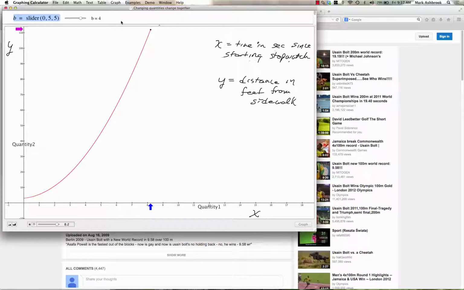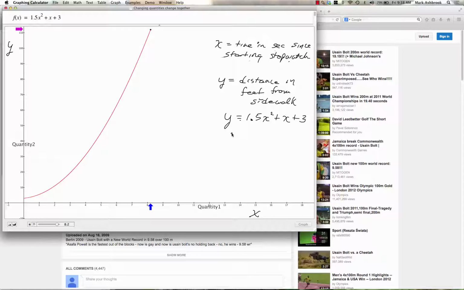So this distance relationship is given by d equals, or y equals, right up here, 1.5x squared plus x plus 3. So given any amount of time since we started the stopwatch, this formula will give us the distance in feet from the sidewalk by plugging in that value. So that's what that formula tells us. And that results in this graph showing the relationship of those two quantities.